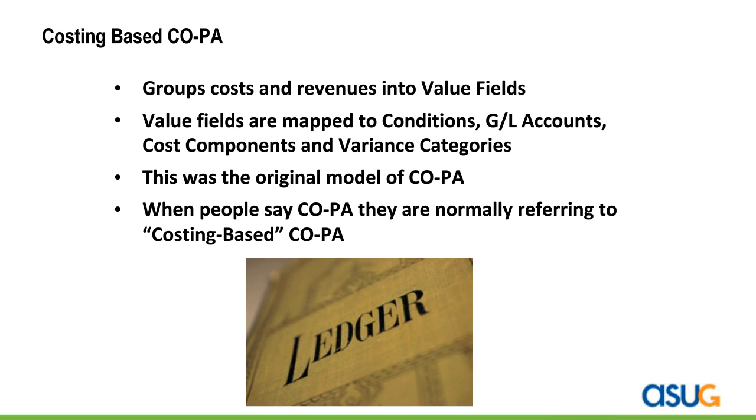So costing-based COPA, it groups costs into revenues and value fields. These value fields are mapped to several things: condition types, general ledger accounts, cost components, variance categories.